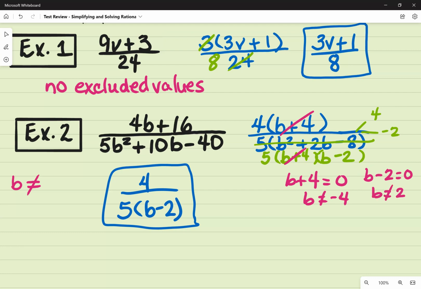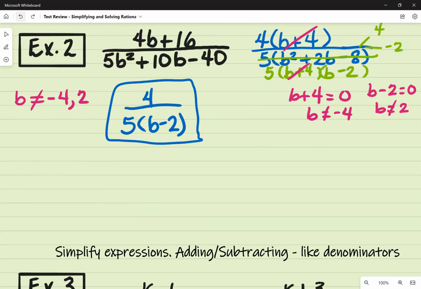So my excluded values are negative 4 and positive 2. If I were to substitute either of those numbers into my original denominator, it's going to cause it to equal 0, which is undefined. We can't have a 0 in the denominator.